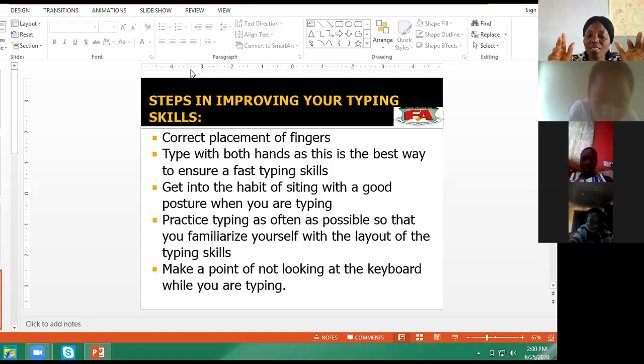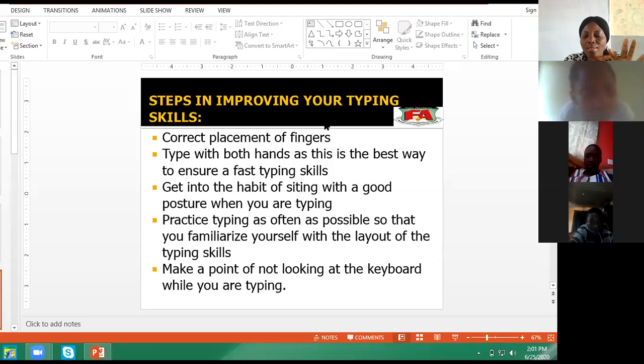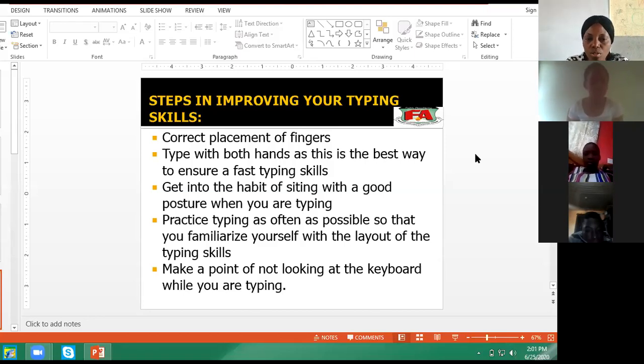All these fingers are assigned to keys or to alphabets. In other words, you can't use the index finger that is meant for the F key to go and type O or to go and use it on the U key. No, you don't use that. So you have to learn this. We did it in JSS1. Some of you have forgotten, but by God's grace, when you are back in school, you are going to revisit that. So number one, correct placement of your fingers on your home row keys.